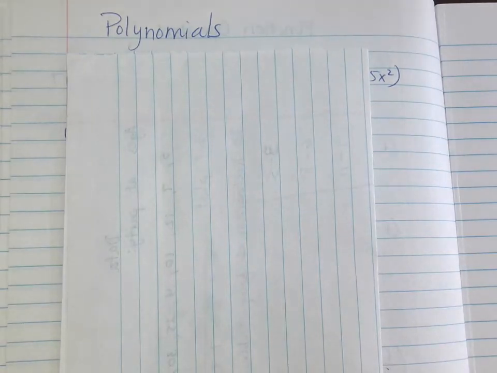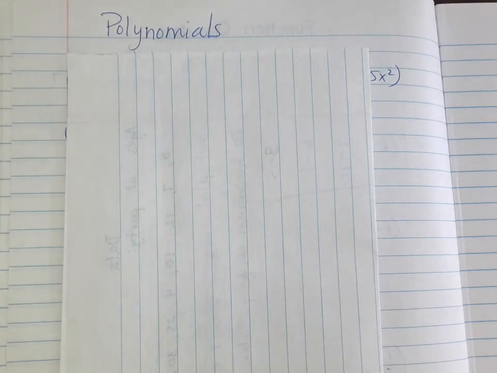Hey everyone, we're going to be talking about polynomials today. So polynomials are just like polygons. Polygons had many sides. Polynomials have many terms. So x plus 5, that's a polynomial. x squared minus 3x plus 100, that's a polynomial.